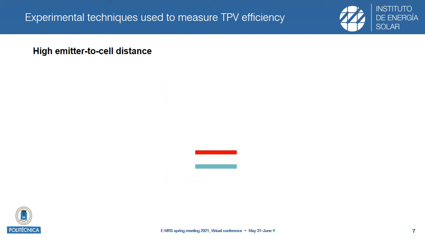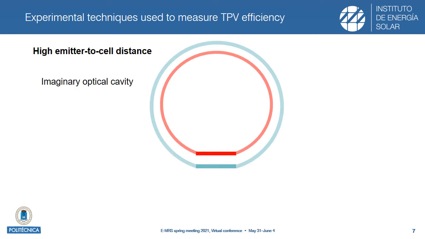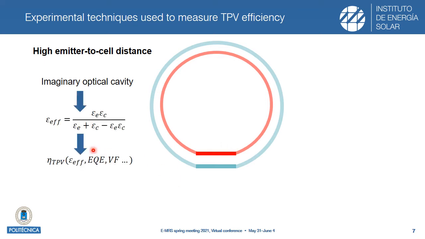A typical strategy used to convert this photonic conversion efficiency into a TPV efficiency consists of assuming that what we measure is just a portion of an imaginary optical cavity. So the effects of multiple reflections can be included if we define an effective emissivity. This parameter is used to calculate the TPV efficiency together with the external quantum efficiency of the cell, the apparent view factor between the emitter and the cell, and other parameters.